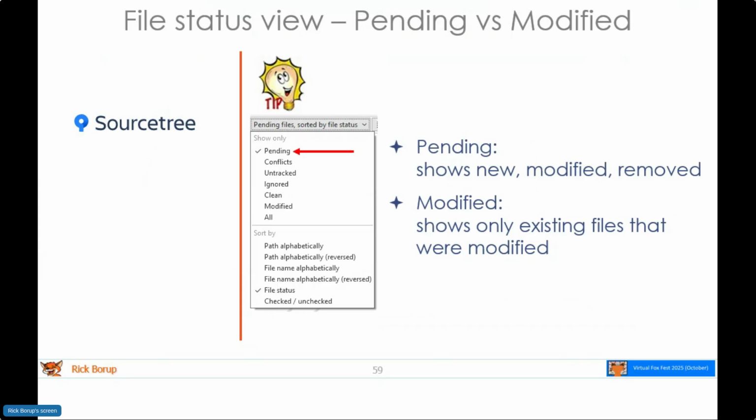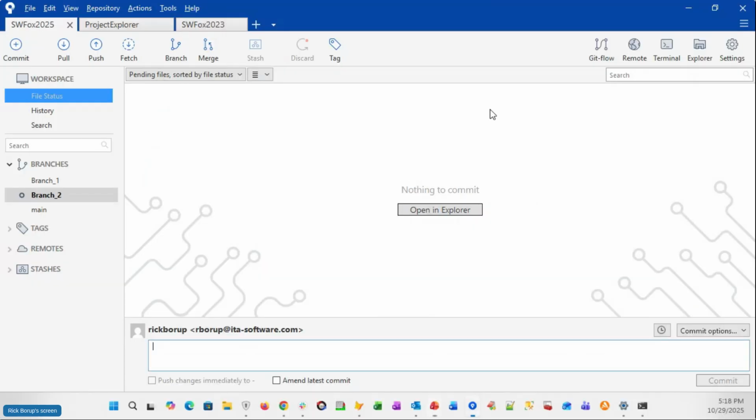The worst problem potentially is that you would go ahead and commit, not realizing that the new file was not committed. And then you would think your new file is in the repository when in fact it is not in the repository. So I think the suggestion is to work with pending rather than modified.